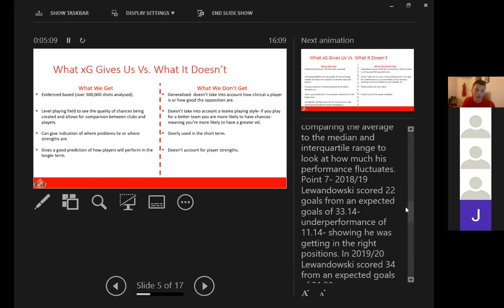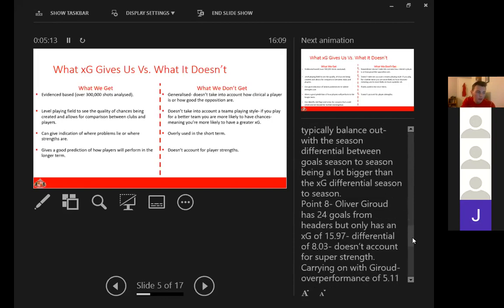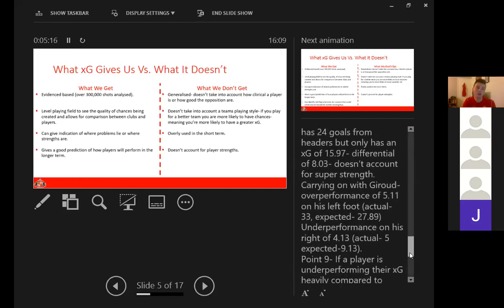I'm just trying to find it. So Olivier Giroud scored 24 headed goals, but that only equates to an XG of 15.97. So if you were going by the expected goals model, you might not want to put crosses into the box, but knowing that Olivier Giroud is a prolific header of the ball, then that might be the way you play. So it doesn't exactly look at what a player's good at, so he might not come out as creating the best quality chances because of the way he tends to finish. That makes sense.